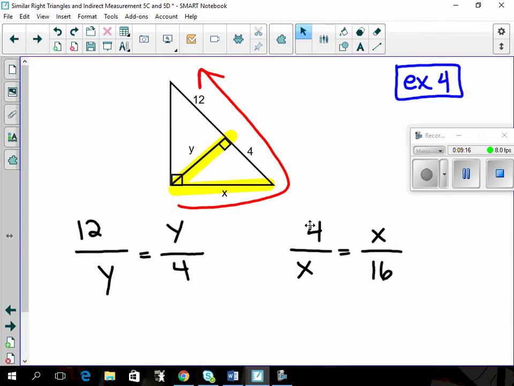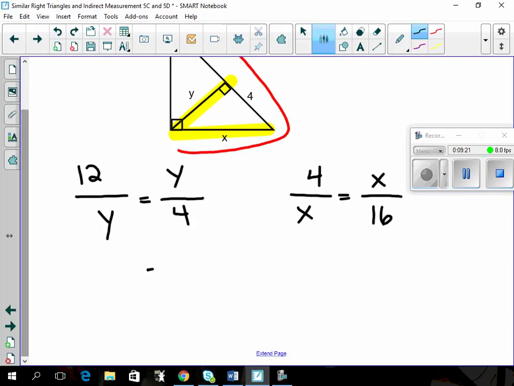I'm going to pause it. I want you to solve it. I agree. y times y is y squared. What's 12 times 4? No. 12 times 4 is? 48.